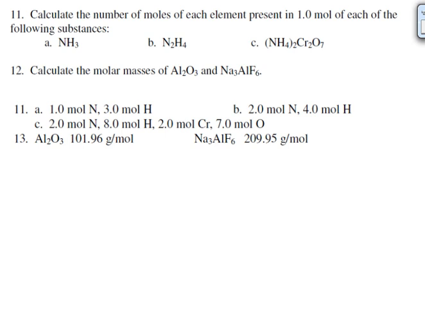So you have 1 mole of NH3. Well, in NH3 there's a nitrogen and 3 hydrogens, which is why there would be 1 mole of nitrogen and 3 moles of hydrogen. So this is pretty easy.